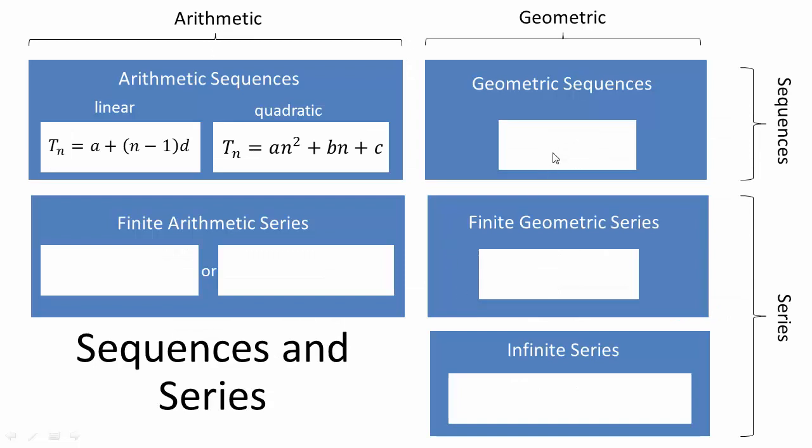And now we can fill it in. Our geometric sequence formula is Tn equals a r to the n minus 1.